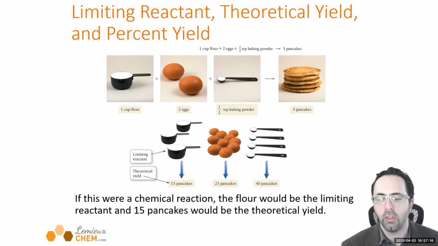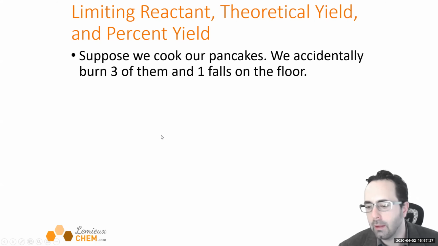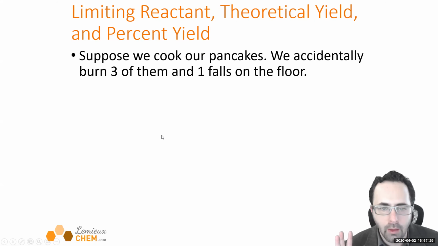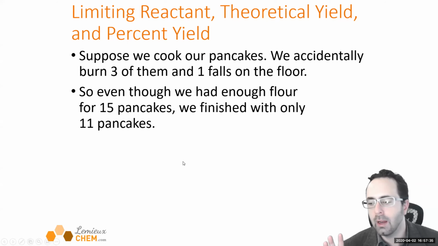And so the theoretical yield is not always achieved. So we should think about what we could actually make given what we're doing with this reaction or recipe. Suppose we cook pancakes and theoretically we could get 15, but actually we burnt 3 and 1 fell on the floor. So in reality, theoretically we get 15 pancakes, but experimentally in reality we only got 11.